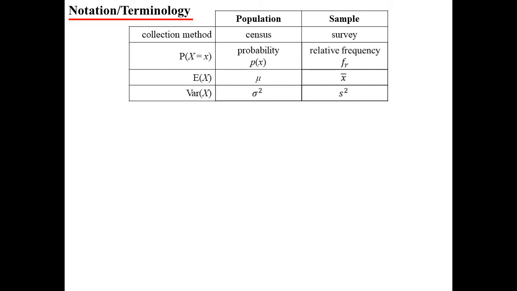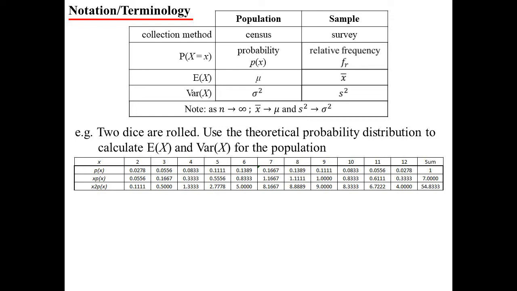Now what should happen? As n, the size of your sample, increases, your sample expected value and variance should approach the population expected value and variance. And of course, once you've got the whole population, it's going to be exactly the same.